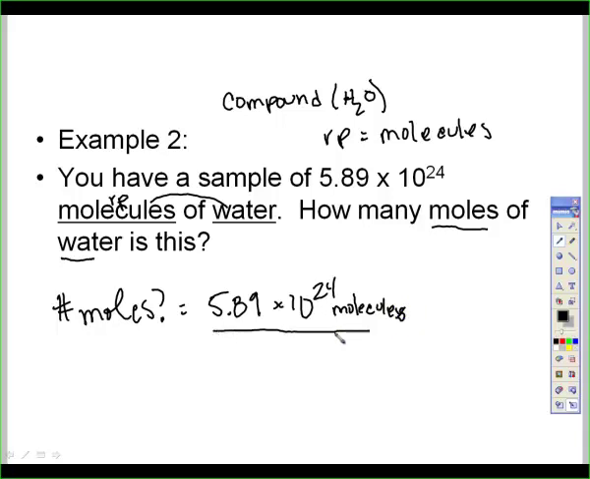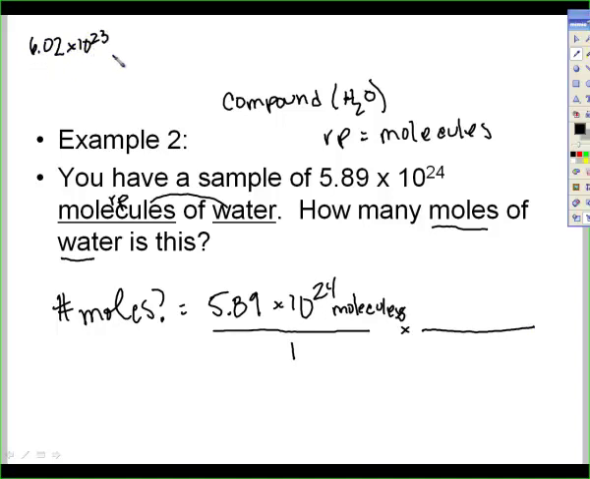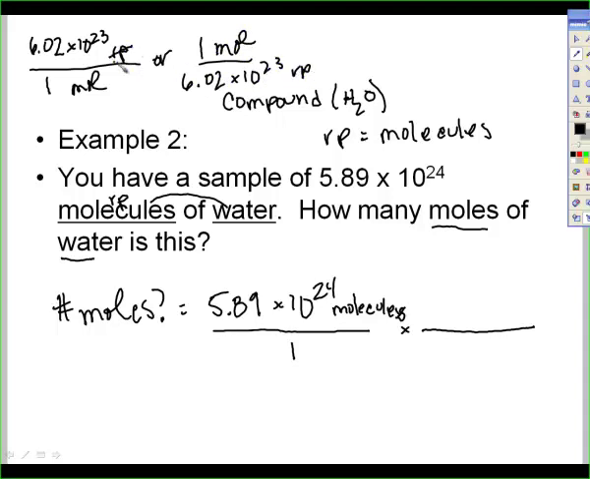And I'm going to put that over 1. Get this out of here. And then I need a conversion factor. And remember, I can choose 6.02 times 10 to the 23rd representative particles over 1 mole, or 1 mole over 6.02 times 10 to the 23rd representative particles. In this case, our representative particles are molecules.